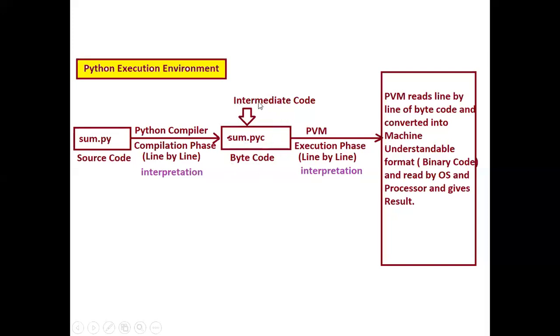After it is converted into bytecode, what will the PVM do? PVM means Python Virtual Machine. In the execution process, it will read the bytecode line by line and convert it into the machine understandable format, that is binary code, which is read by the OS and processor, and finally gives the result which the programmer or the end user will understand.